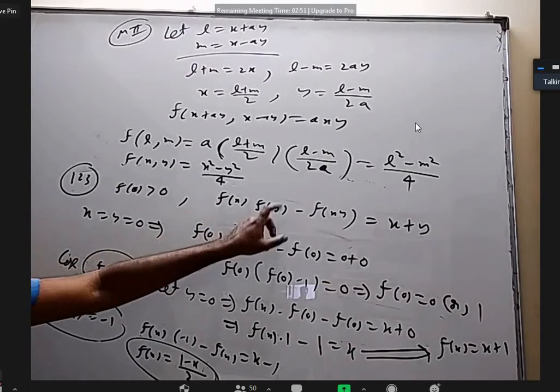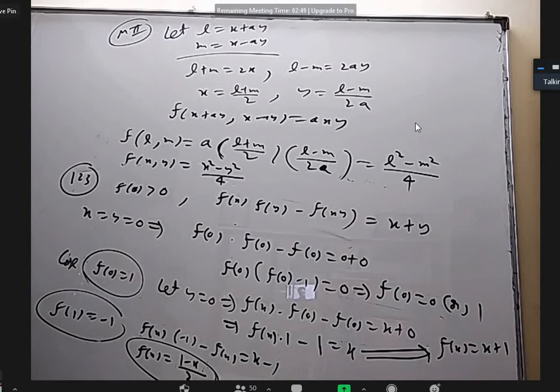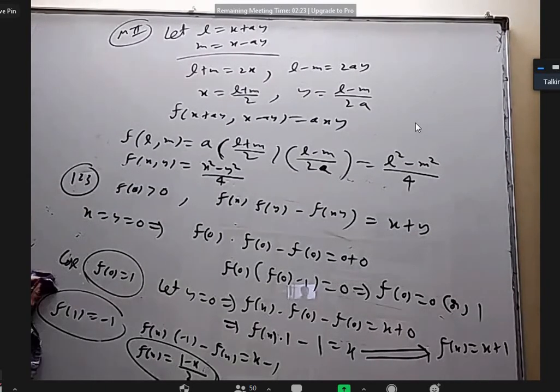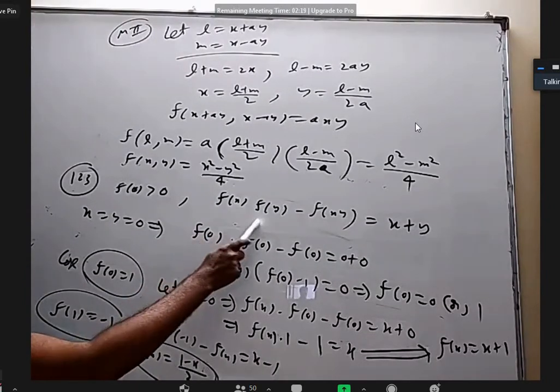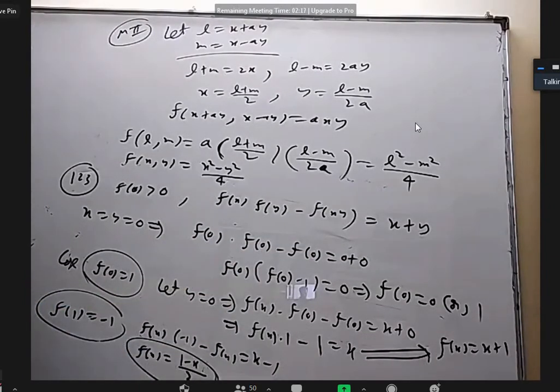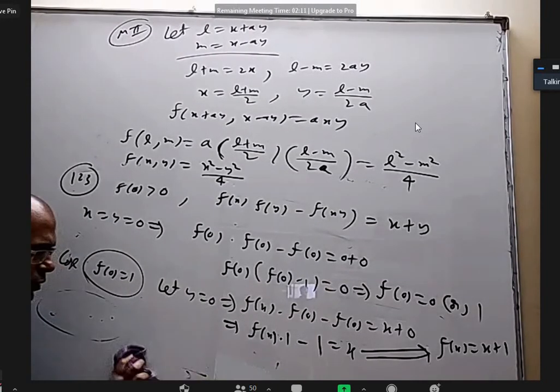When I put x 0, y 0 both, my f of 0 has two choices only, 0 or 1. But if I take this function, is it satisfying there? Let me check first of all. (1 minus x by 2) into (1 minus y by 2) minus (1 minus xy by 2) is equal to x plus y. Is it correct? No, it is not satisfying. But x plus 1, I think it will satisfy, because (1 plus x) into (1 plus y) minus (1 plus xy) should get x plus y. Okay, I think the other case we are not getting any tangible solution.